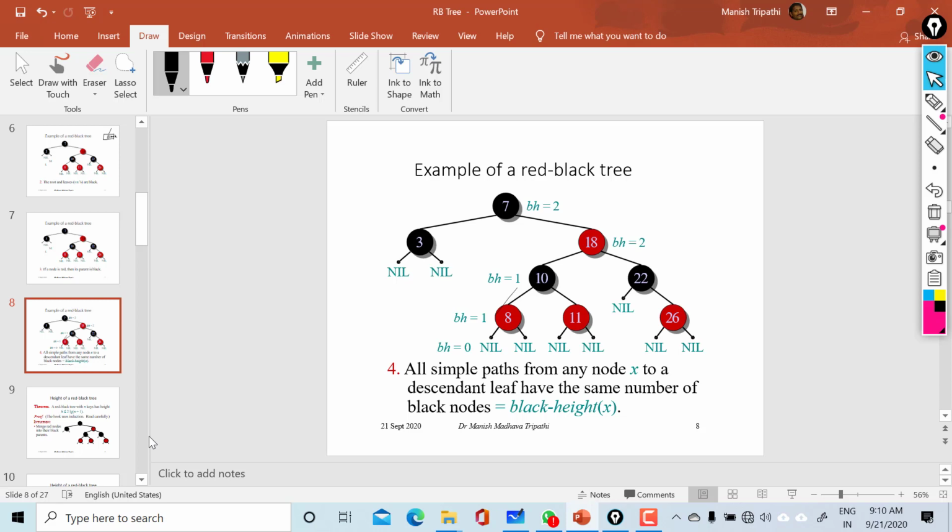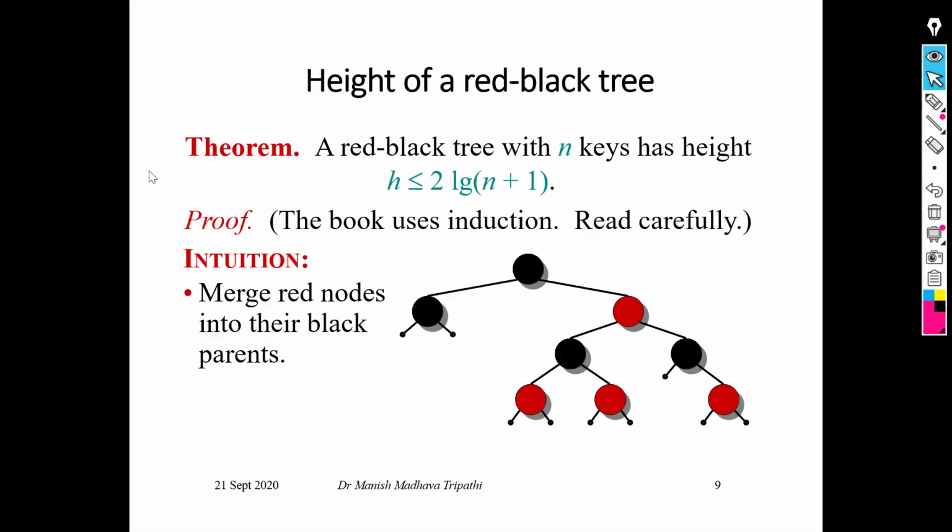Therefore we have seen that in this particular tree, all the properties of the red-black tree are satisfied, and therefore we can say that it is a red-black tree.